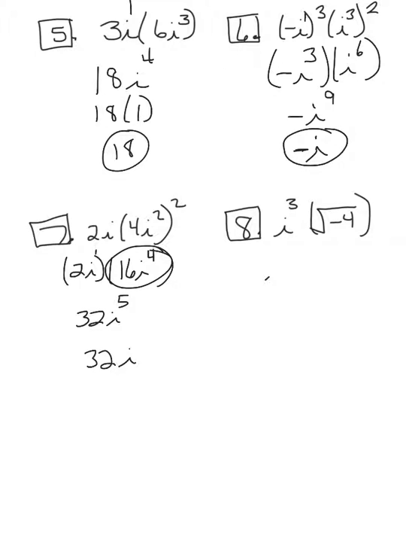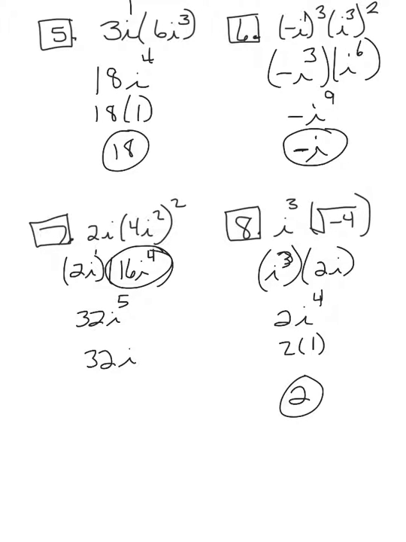Last one here, I've got i to the 3rd times, make that look more like a 3, and a negative square root of negative 4, which is 2i. You multiply, 2 times 1 is 2, and i to the 3rd and an i to the 1st together is i to the 4th. And once again, we know i to the 4th is equal to 1. So that's really 2 times 1. The answer being 2. Okay, well, let's move on.